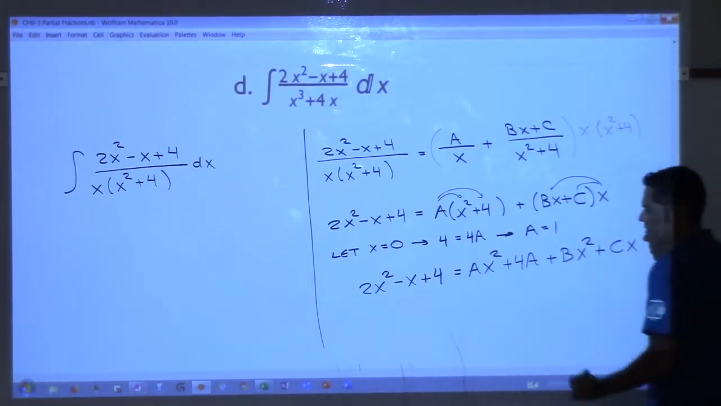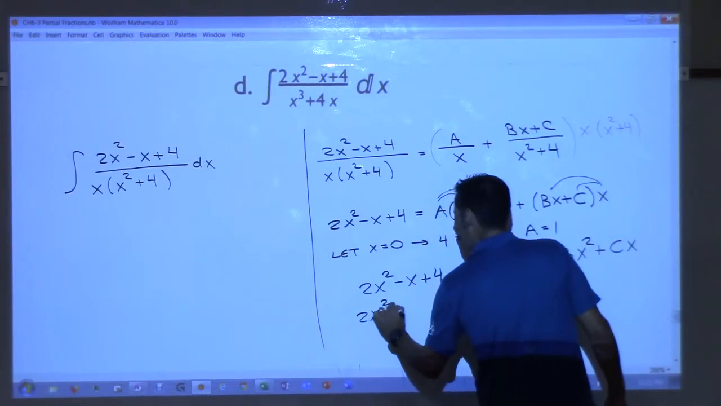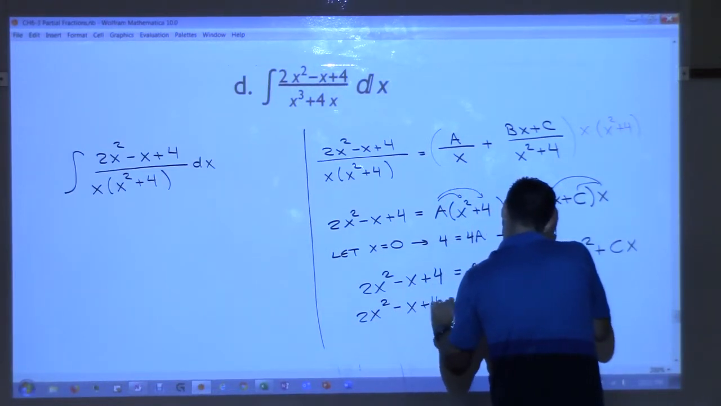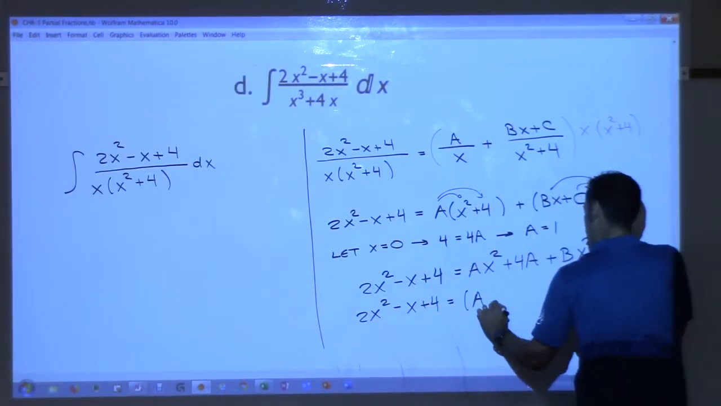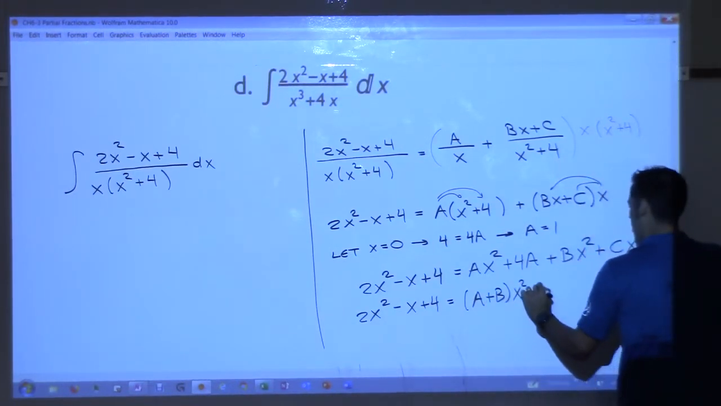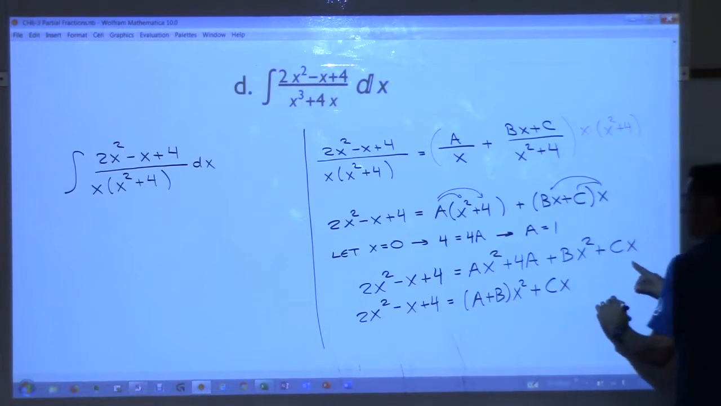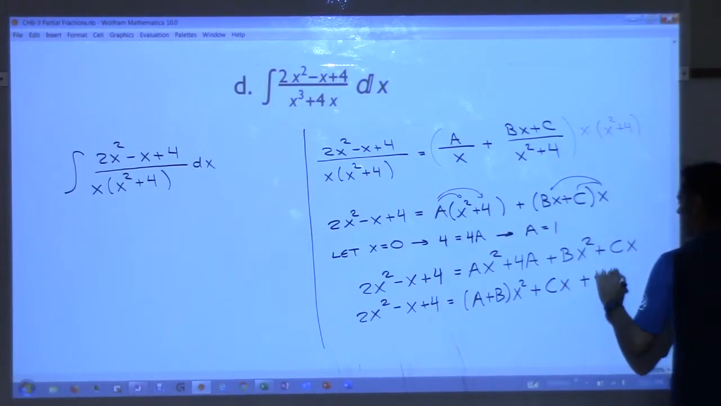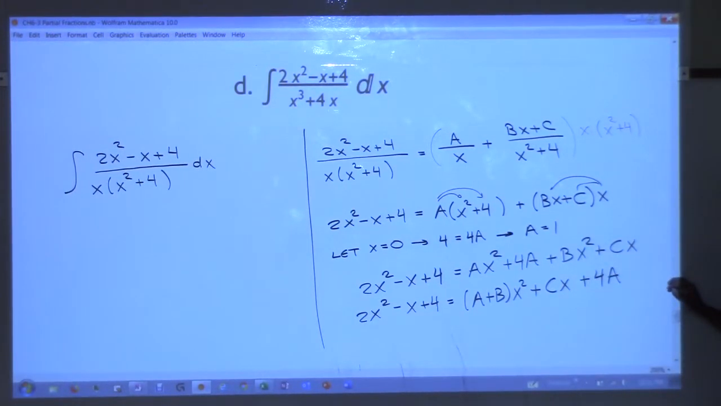Collecting like terms together, a plus b is in front of x squared. And I only have one thing in front of x, that's c. And I only have one number by itself, which is 4a. It's actually going to work out real nice. Negative c equals negative 1, right? c is negative 1. Sorry, you're ahead of me.